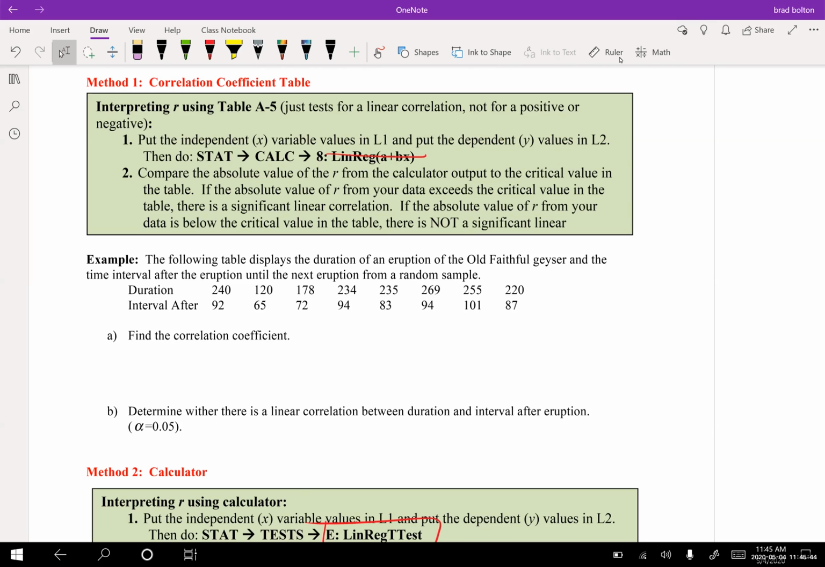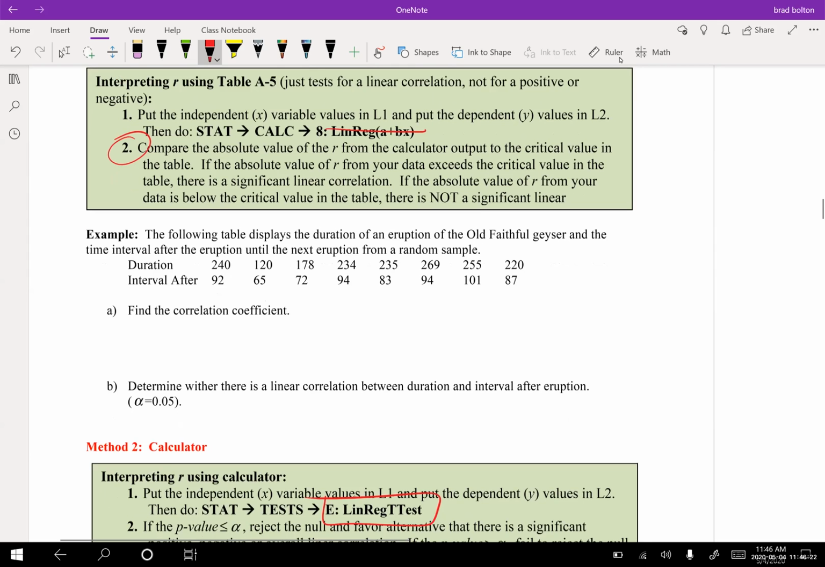So we're going to use our calculator to do this, and I have downloaded the calculator app onto my computer, so I'm going to try to go through the steps with you on the calculator first, okay? So here it says, once you've entered it in your calculator, compare the absolute value of R from the calculator output to the critical value in the table. If the absolute value of R from your data exceeds the critical value in the table, there is a significant linear correlation. If the absolute value of R from your data is below the critical value, there is not a significant linear correlation.